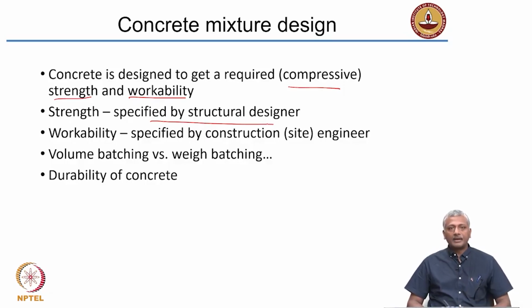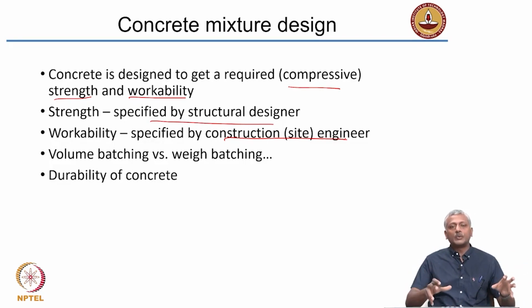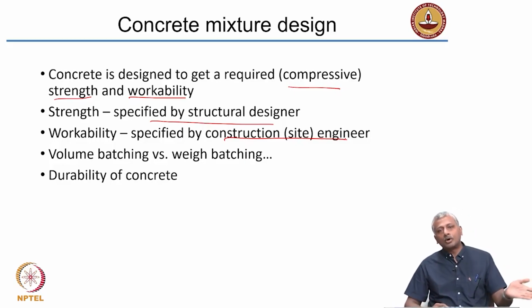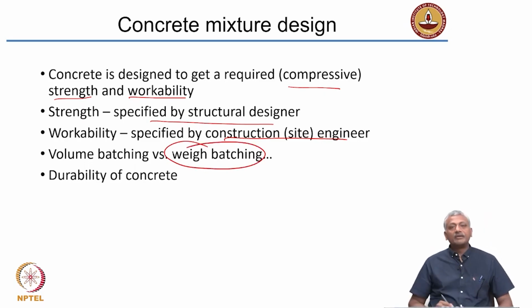What about workability? It will be specified by the construction engineer. Okay. Why? Because the construction engineer knows at the job site what the conditions are, how concrete needs to be placed and compacted and finished, and for that operation what the level of workability desired is. Okay. So, the construction or site engineer specifies the workability that is needed for the concrete mixture. Now, concrete can be mixed by batching the constituents or measuring the constituents either by volume or by weight. Okay. In all controlled concrete operations, it is better to go only with weigh batching.